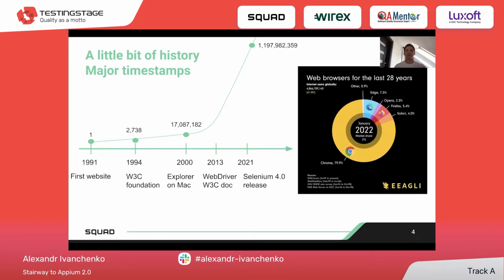After 13 years, the first commit to the WebDriver W3C documentation was presented, and basically it was the first step that web automation took until Selenium 4 was released last year. So to get to today's standards, where all the browsers work the same way, it took almost 15 years, but today we can really speak about standards.